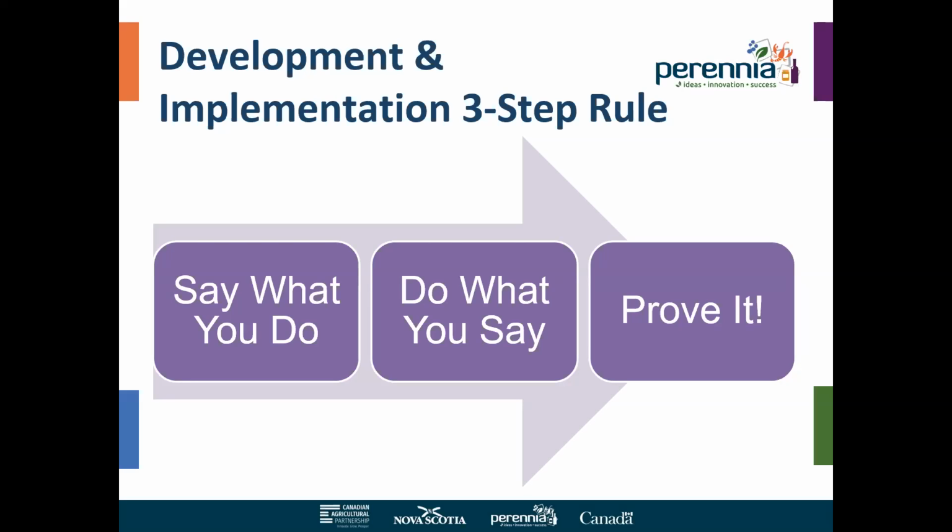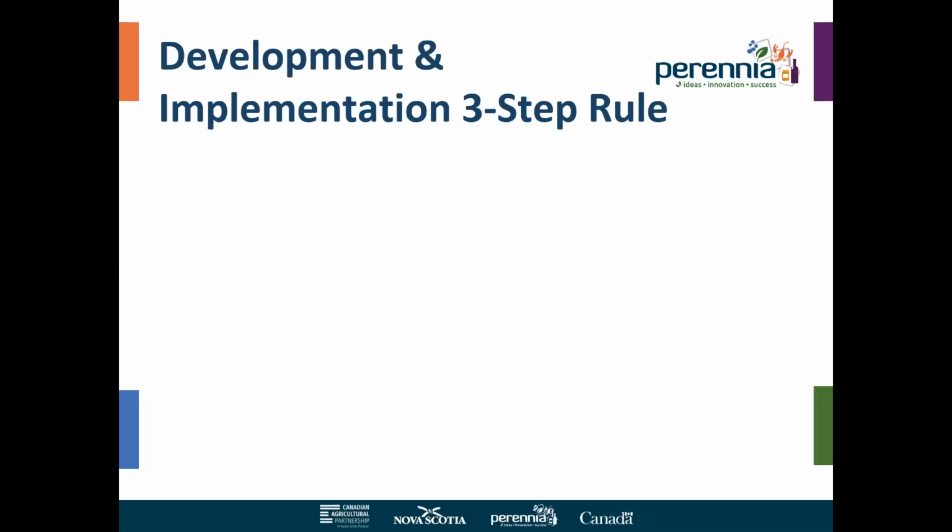And then of course, it's one thing to say what we do and do what we say, but then we also have to prove it. And how do we prove it? We prove it by record keeping. So having those completed records on file and readily available for when third-party auditors come in or our CFIA inspectors. So we make those readily available. We show it to our inspectors or our auditors, and that's how we prove that we are doing what we say we are doing.